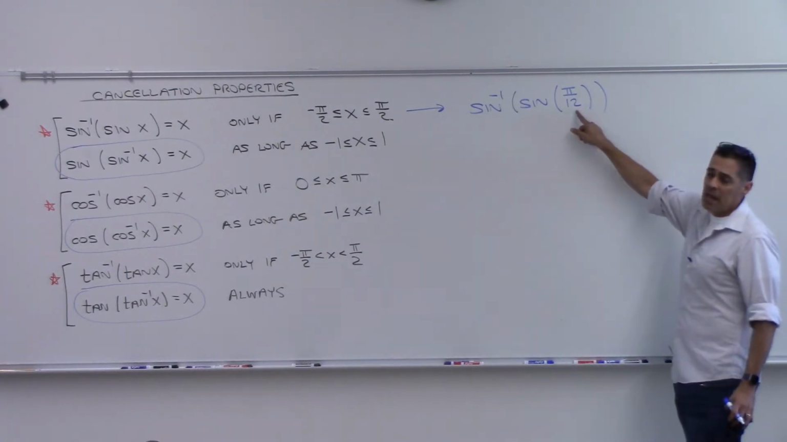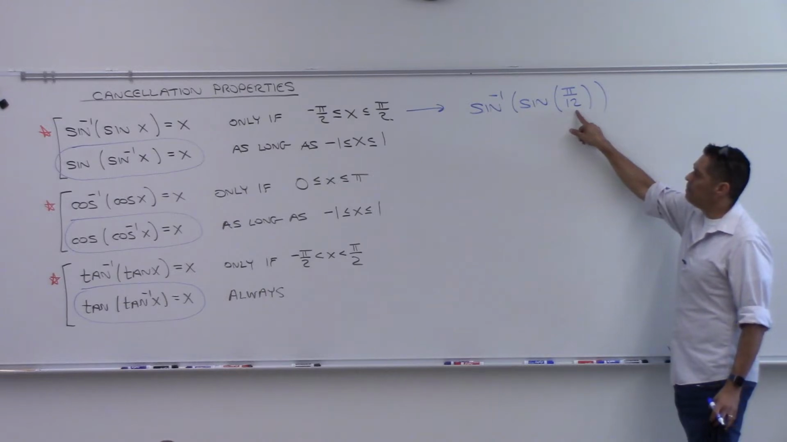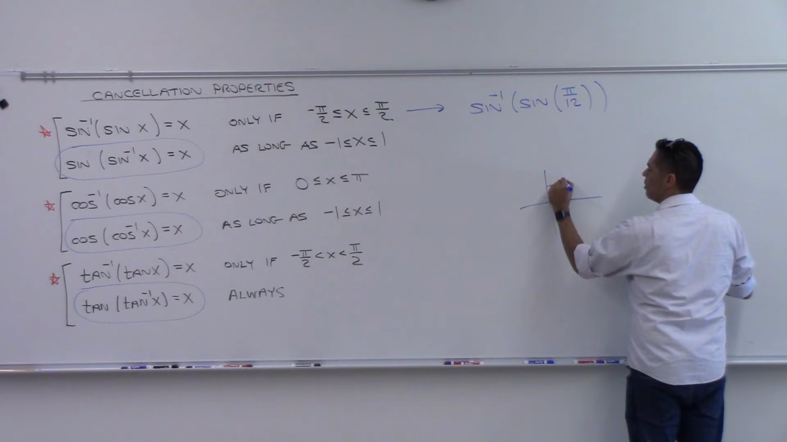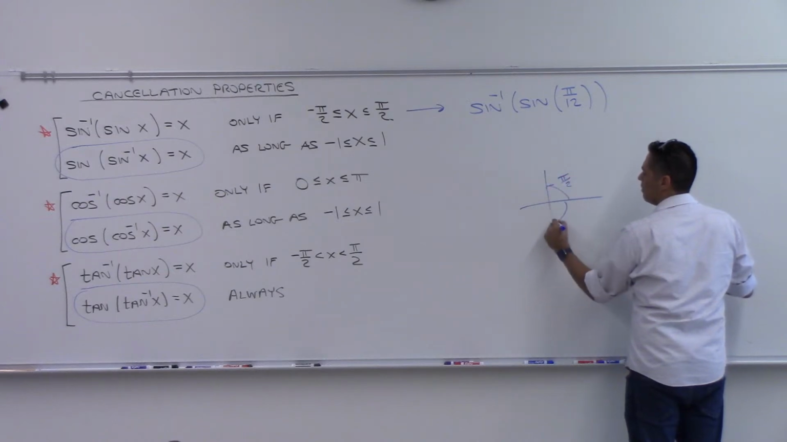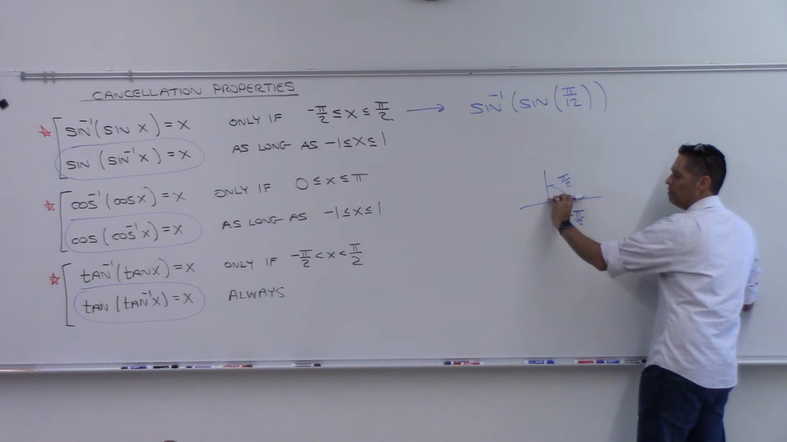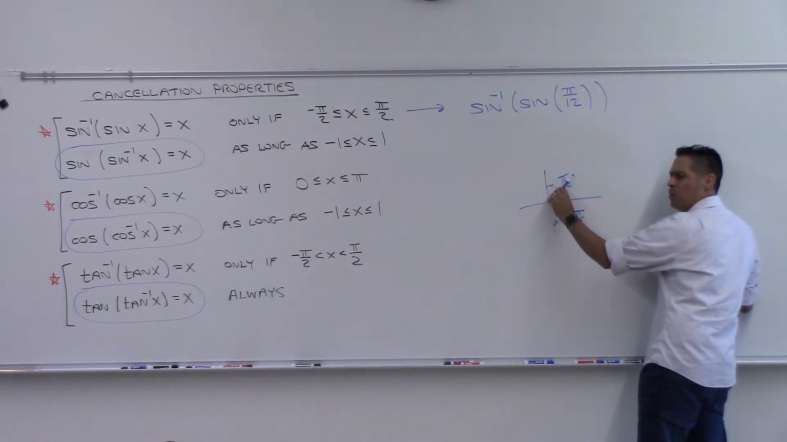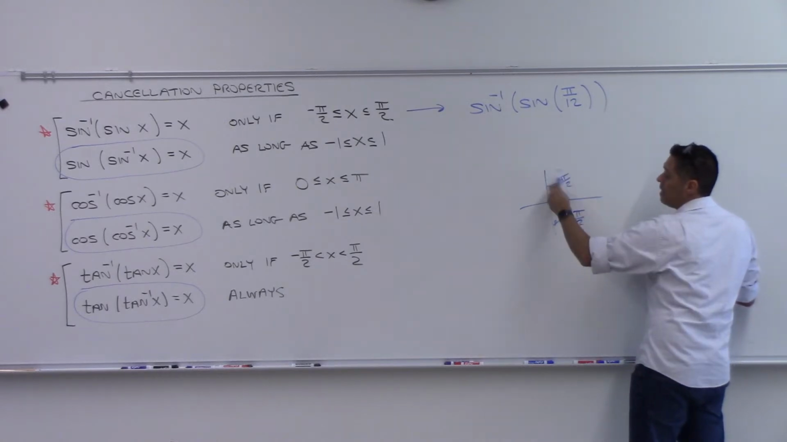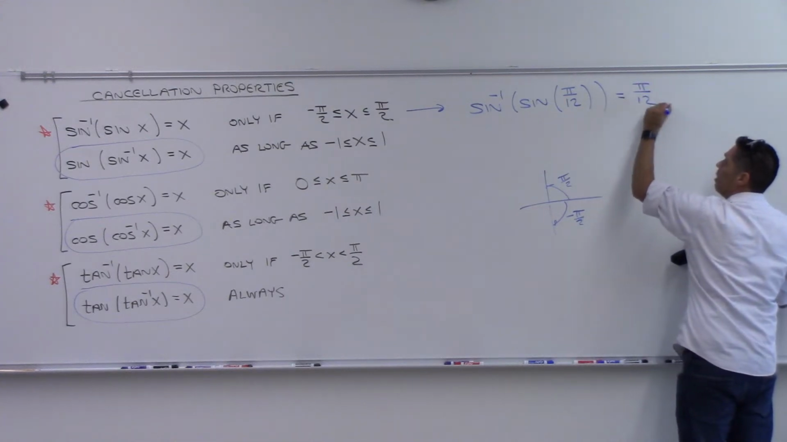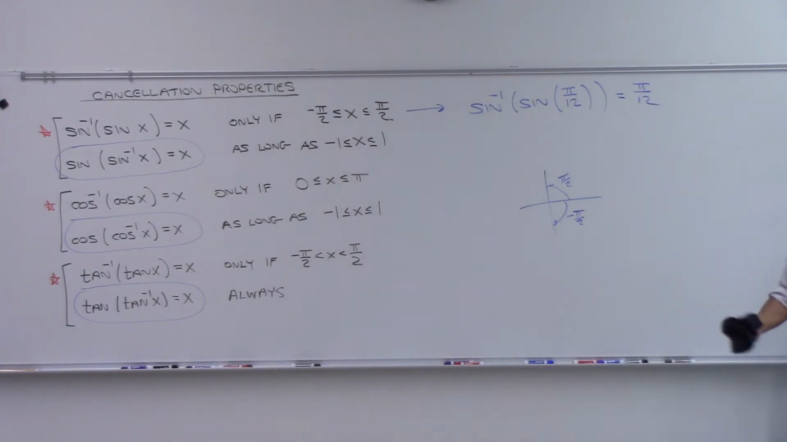This is not a common angle, right? But I definitely know it's between, this is pi over 2. -pi over 2 is this way. And pi over 12, well, this is pi over 2, so pi over 4 is here. Pi over 12 is somewhere like right down here. It's a really small angle. So definitely it's between -pi over 2 and pi over 2. So my answer should just be pi over 12, right? No problems.